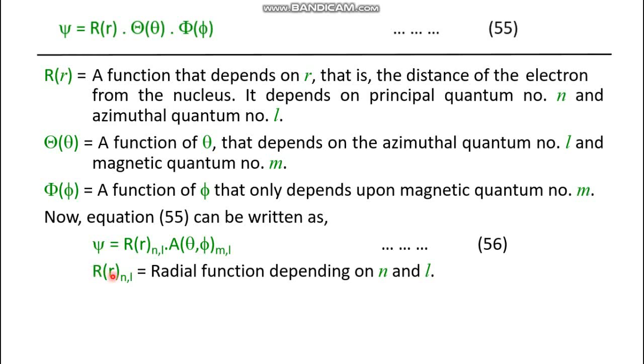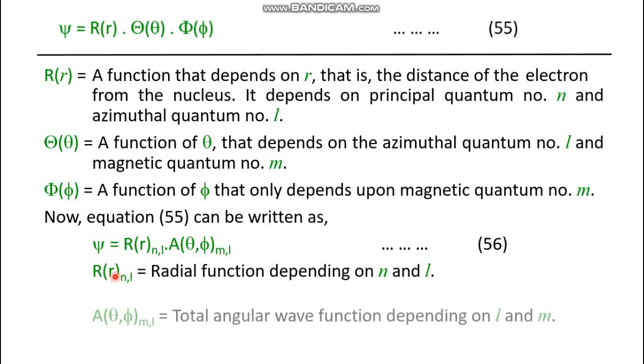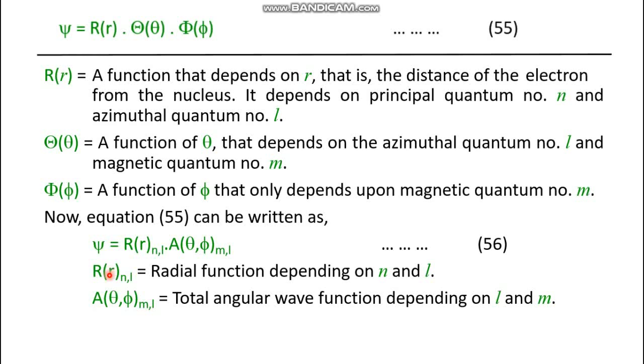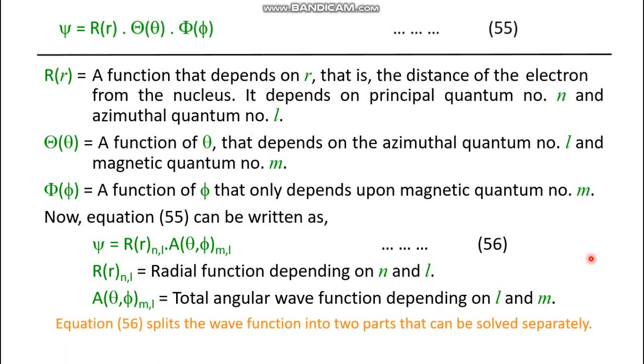And this equation number 56 has two functions, the radial function, the r function, and the angular function, the a function. So the r function is known as the radial function, that depends on n and l, that is the principal and the azimuthal quantum numbers, and the angular function, a function, is the total angular wave function, that depends on the azimuthal quantum number and the magnetic quantum number. And this equation number 56 splits the wave function into two parts, and it can be solved separately. So that's all about the equation for the hydrogen-like atom and its solution.